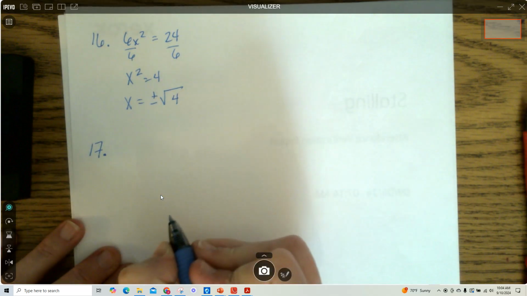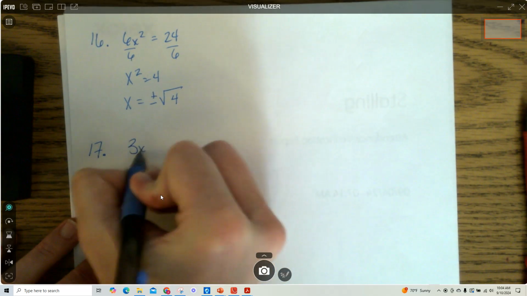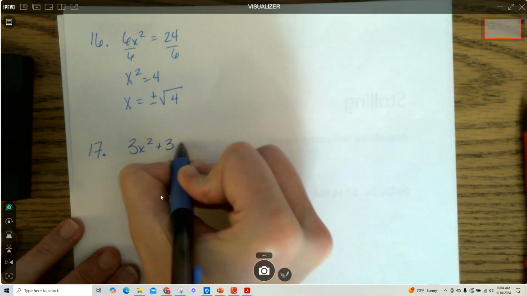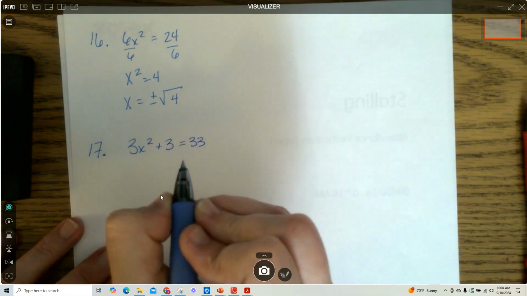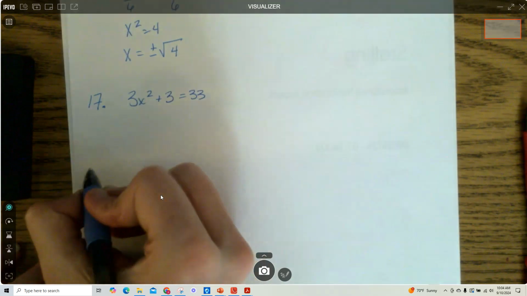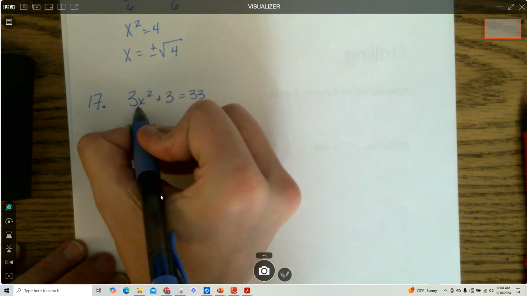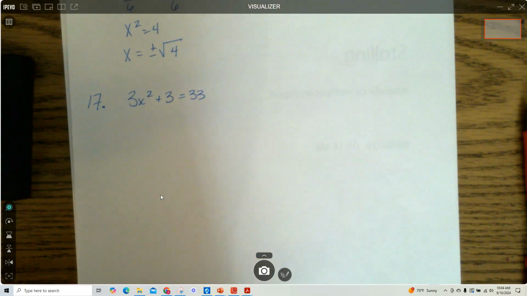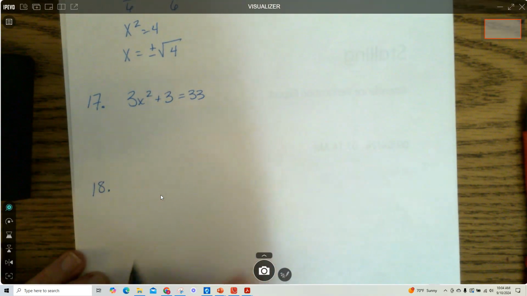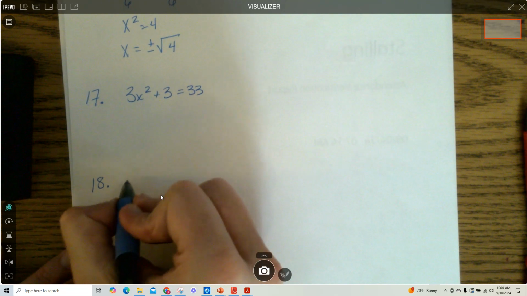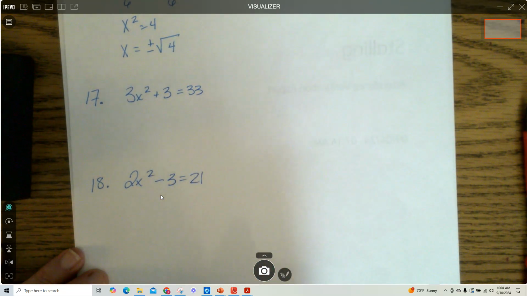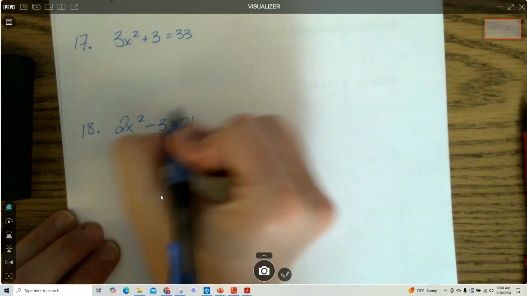All right, 17. 3x squared plus 3 equals 33. No x term? No. Okay. 18. 2x squared minus 3 equals negative 21. Does that look right? Yeah. Okay. Negative 21.